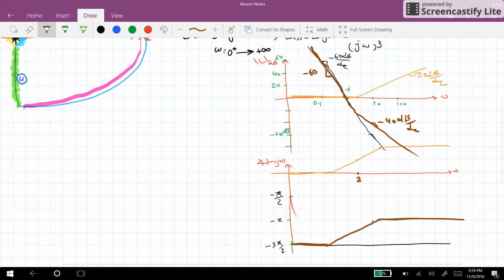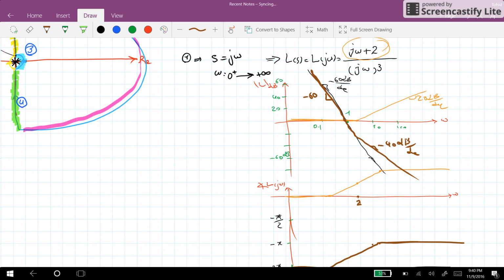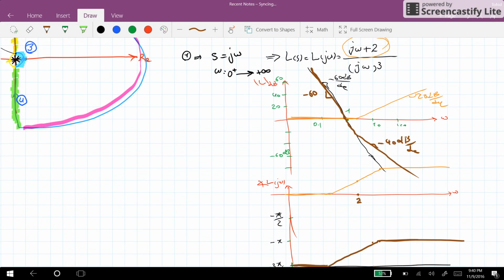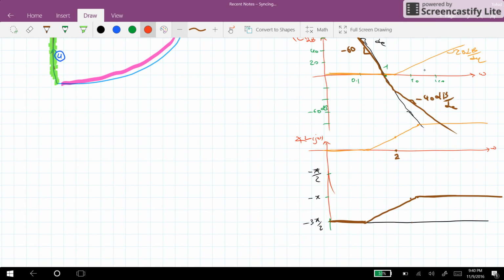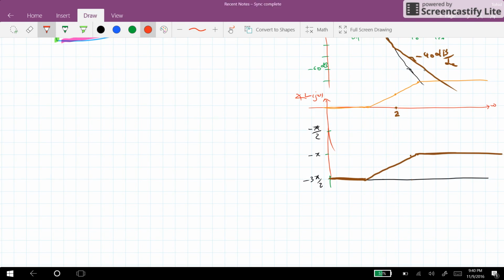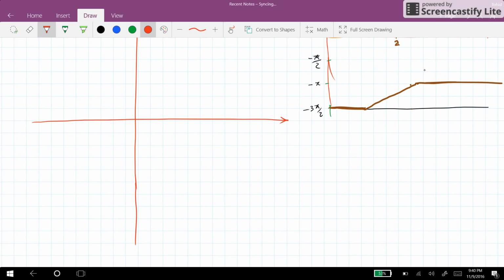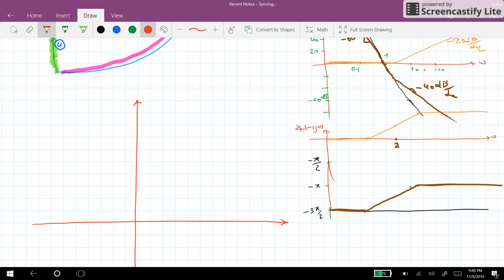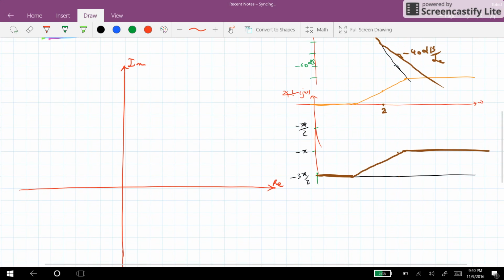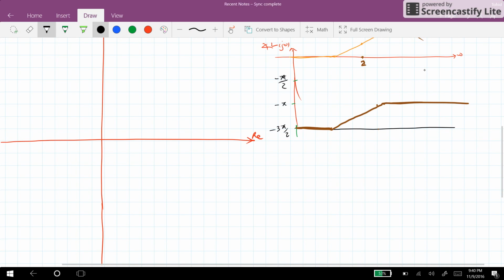And then we can use this information in order to plot the Nyquist diagram for our system for the segment number 1. So let's see how we can do it. Here we will have the S-plane for drawing our Nyquist plot. So I will start by having a look at L of j omega, which is again j omega plus 2 over j omega to the power of 3.